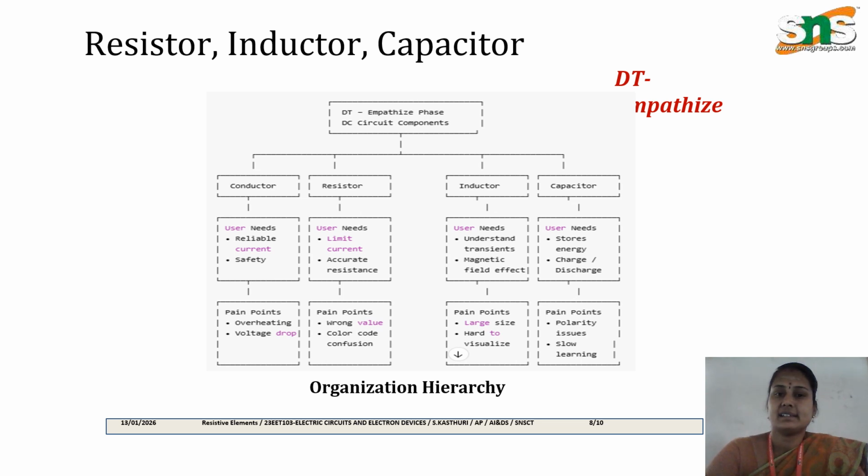So, resistor, inductor, capacitor organization hierarchy. This slide shows that R, L and C are not isolated elements but are organized together in a real-time system. They work as a team, shaping the current and voltage behavior, to form filters, regulators and control circuits. As a real-time example, take a DC power supply. Resistors limit the current, inductors smooth the current, and capacitors smooth the voltage.